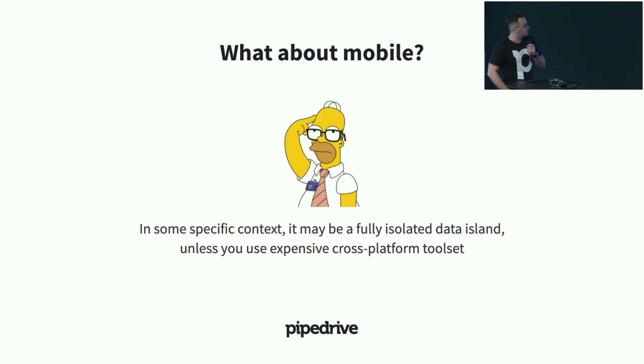The second case is mobile. Tracking with mobile is quite easy. It works with SDKs, there's no problem. But when you start thinking about specific contexts, like mobile campaign attribution, when you run mobile campaigns in Google, for example, it's a pain, unless you use some sort of expensive cross-platform toolset.